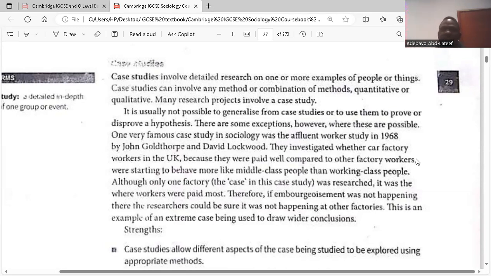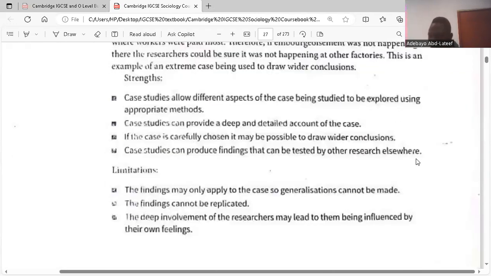The story is there, the note is there. So it depends on the kind of information you need to gather, if it is qualitative or quantitative. So what are the strengths about case study? One, case studies allow different aspects of the case being studied to be explored using appropriate methods. As soon as you get the case study, it depends on you to look at the kind of method you want to use and what you want to find out.